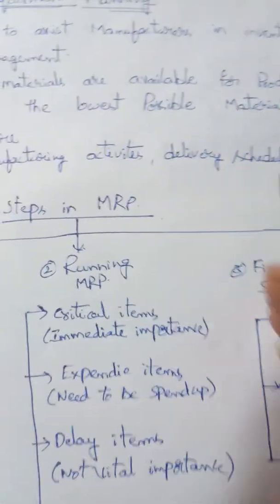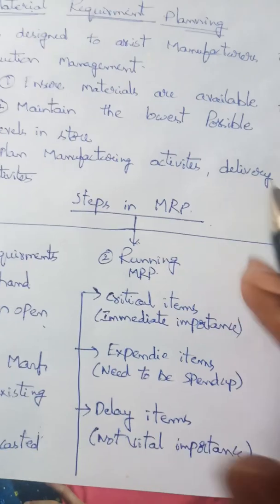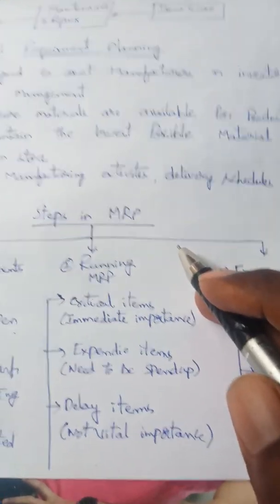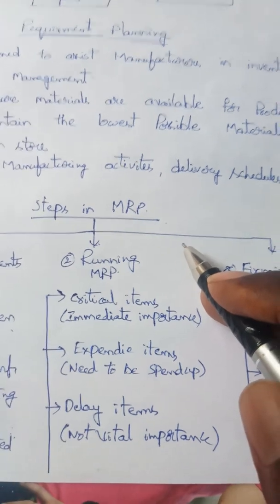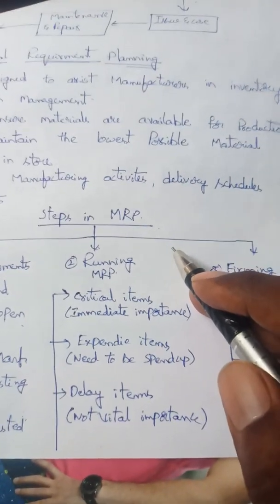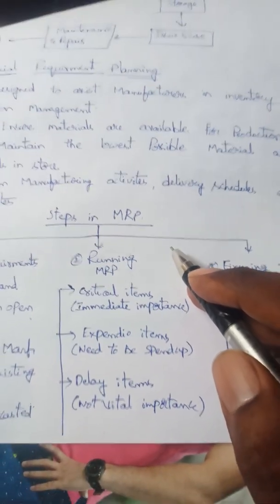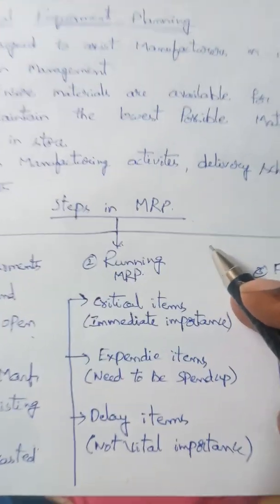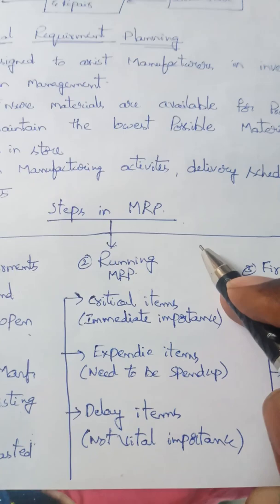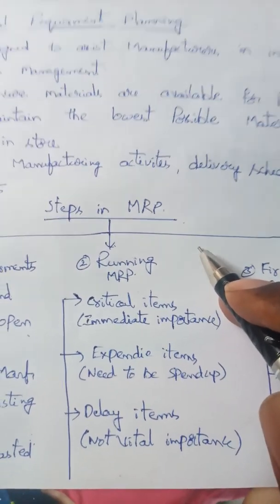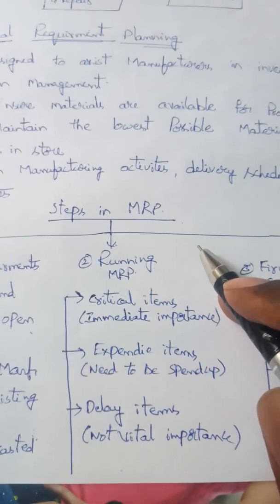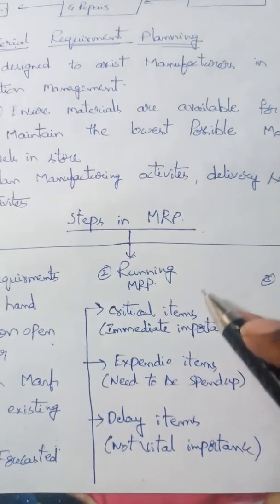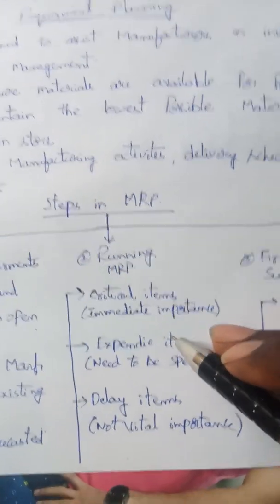Then the next one is running MRP, materials requirement planning. It is categorized into three types: critical items, expensive items, and delay items. Critical items are the particular raw materials whose maintenance is a top priority, which are mandatory for the manufacturing process. Without any delay, they use those particular raw materials. So that is the classification.